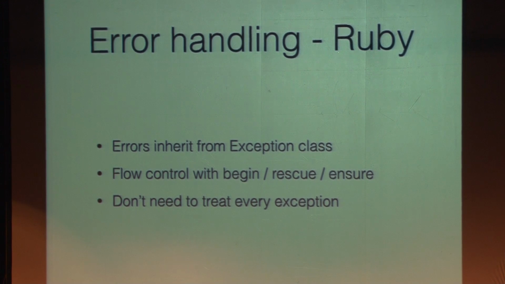All the errors in Ruby inherit from the Exception class. We do flow control with begin, rescue, and ensure. You don't need to treat every exception. Like if your method raises exceptions, the program will blow up. There is no need to treat every exception by the compiler.